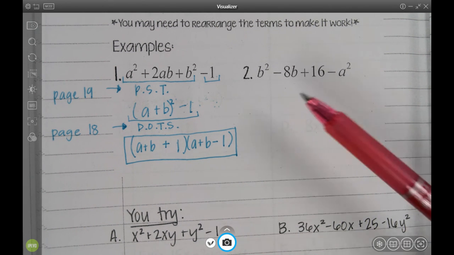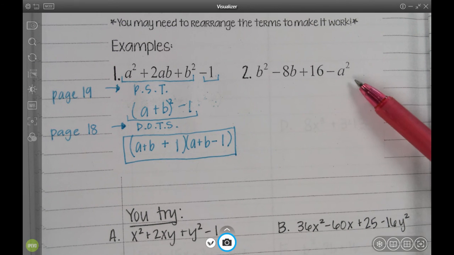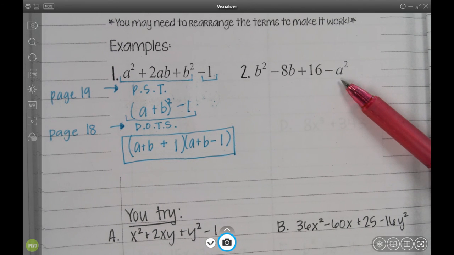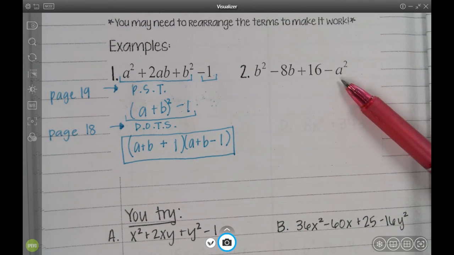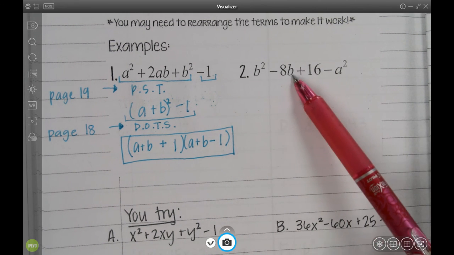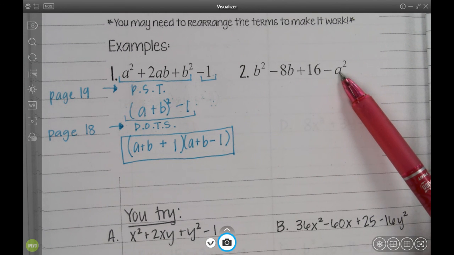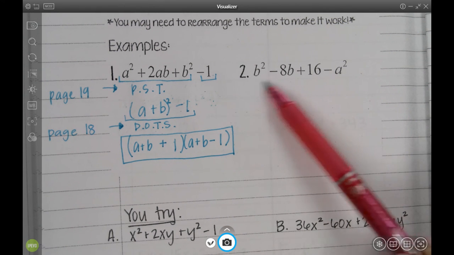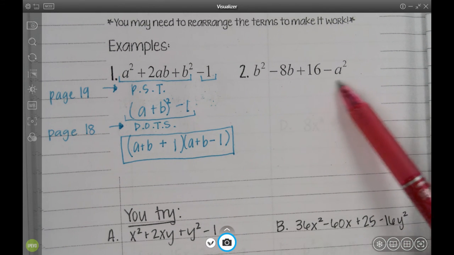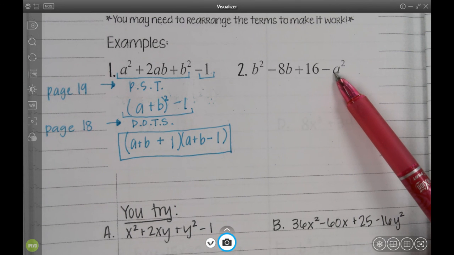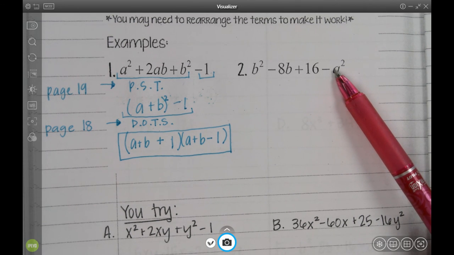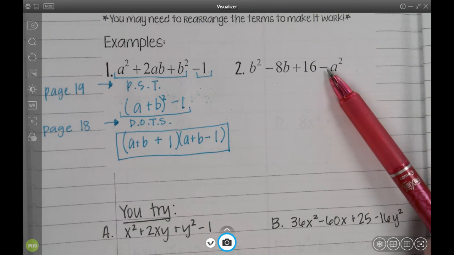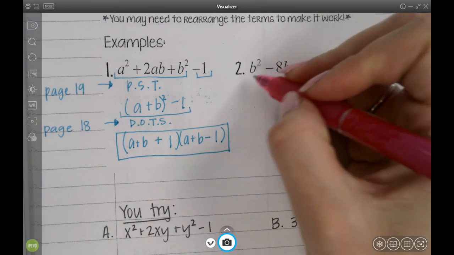Okay, so number 2, I have 4 terms. Do I have a GCF between all 4 terms? No. Okay, so since there's 4 terms, I'm going to try to group 2 and 2 first. If I do that, am I going to get a common set in the parentheses? No, because here I'd get b minus 8, and here there's not a GCF between those 2 terms. So grouping 2 and 2 did not work. I didn't even have to write it down this time to catch it, right? Since 2 and 2 did not work, I'm going to group 3 and 1.